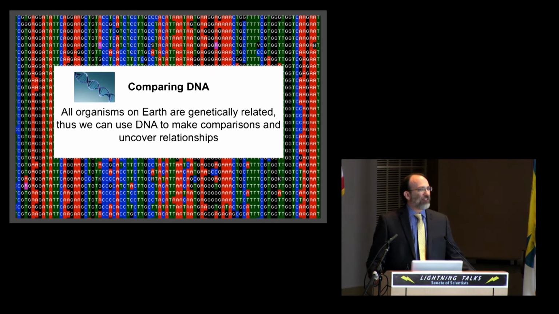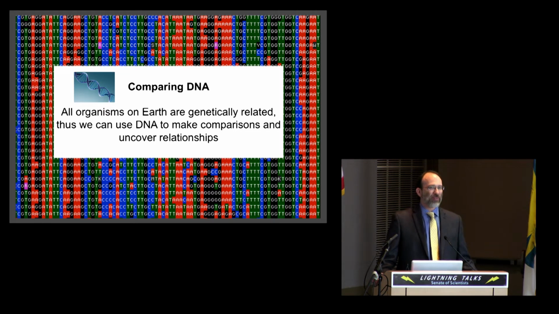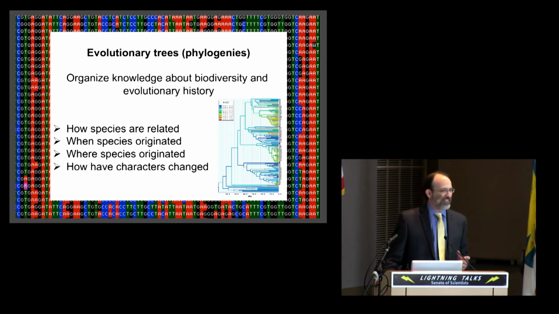So how do we go about addressing how things are related? Well, in the modern world, we compare DNA sequences. In the background there, you can see a data set that went into understanding how Euphorbia are related to each other. So from that, we create phylogenies, that term which you'll hear more about later in other talks, no doubt. These are evolutionary trees that organize biodiversity. And in particular, some of the more interesting questions we can ask are not only how species are related, but we can understand how they originated and where they originated, and how characters have changed.